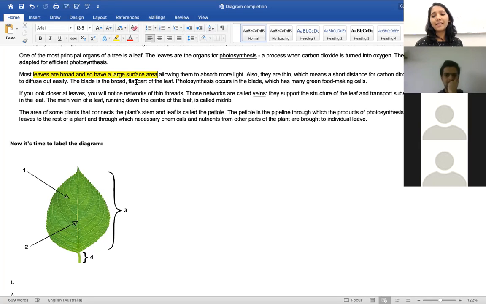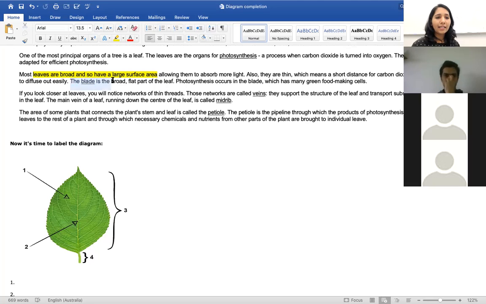So when you're doing a paper-based test, you have a highlighting option. When you're doing a computer-based test, take your pen and underline it, allowing them to absorb more light. Also, they are thin, which means a short distance for carbon dioxide to diffuse in and oxygen to diffuse out easily.